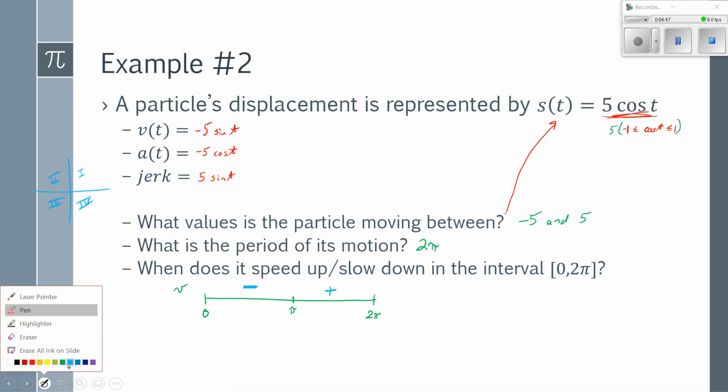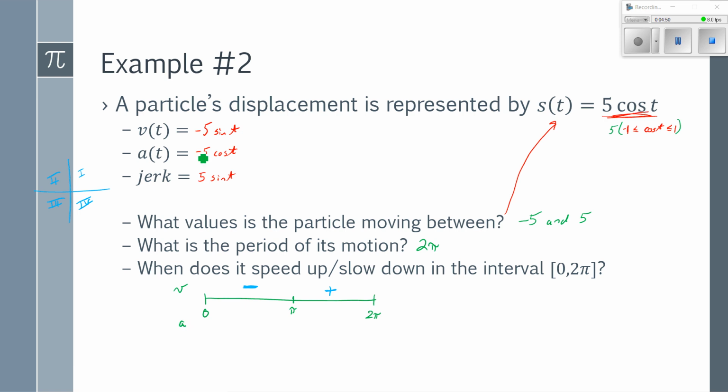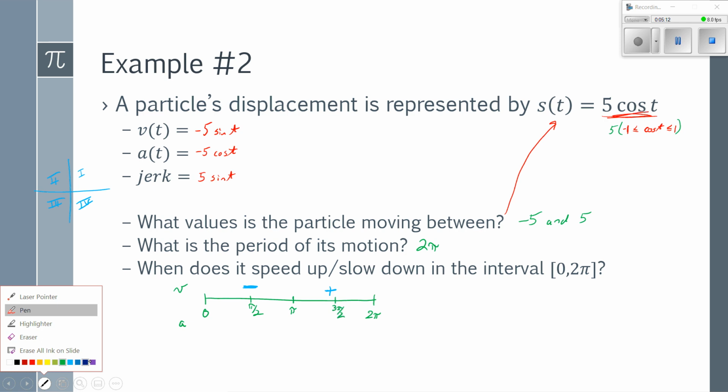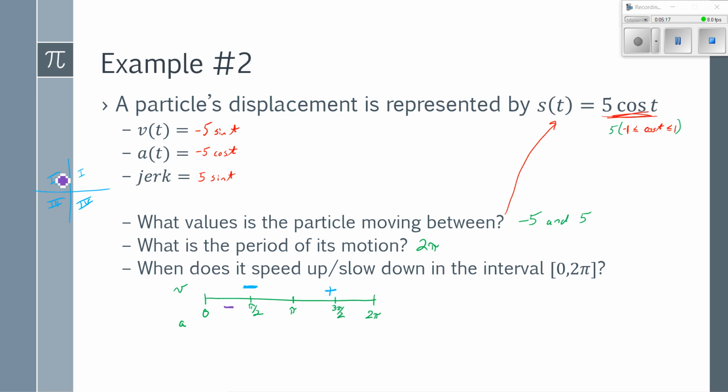Well, then I need my acceleration. Acceleration is -5 cosine of t. Cosine is 0 at pi over 2 and 3 pi over 2. Well, from 0 to pi over 2, that's quadrant 1. Cosine is positive, but I'm multiplying by a negative 5. So my acceleration will be negative. From pi over 2 to pi, that's quadrant 2. Cosine is negative, but multiplying that by a negative 5 gives me a positive acceleration.